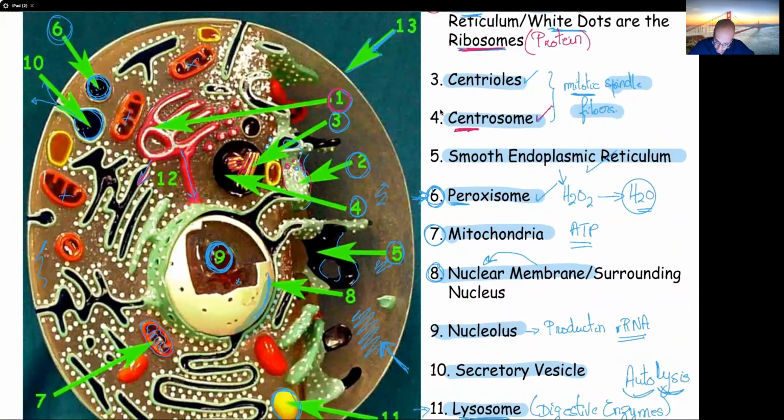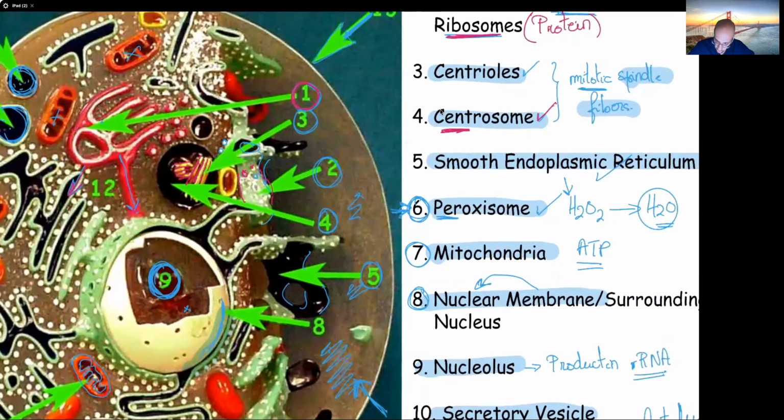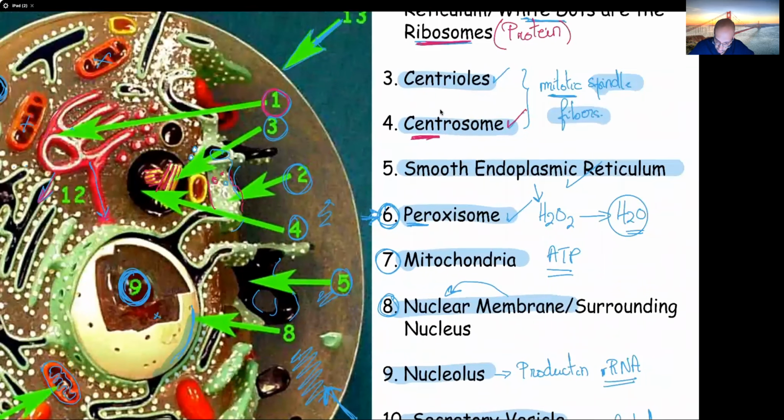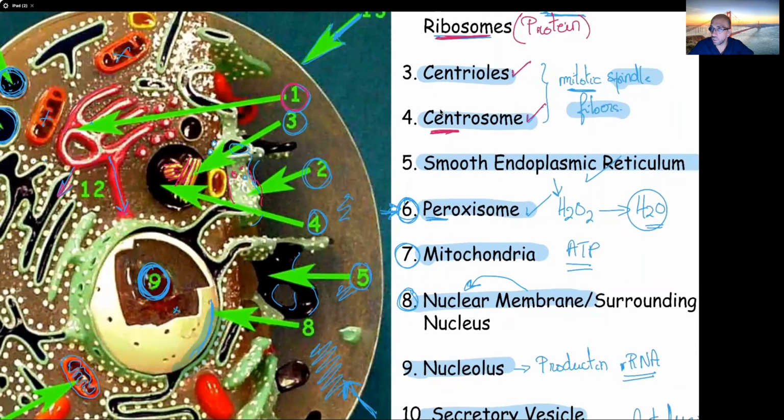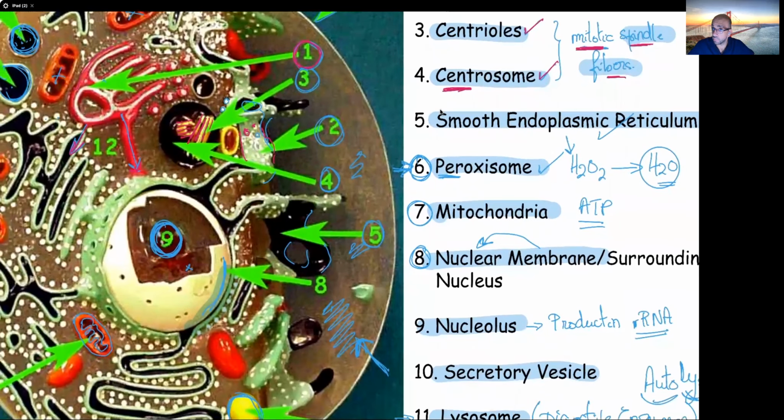Before we move on to the smooth endoplasmic reticulum, the function here of the centrioles along with the centrosome is the formation of the mitotic spindle fibers. The mitotic spindle fibers, as we're going to discuss in a minute, are going to be responsible for the separation of the chromosomes during the cell division. So it's really important to complete the cell division, allowing the cell to split its genetic material into two different sets.